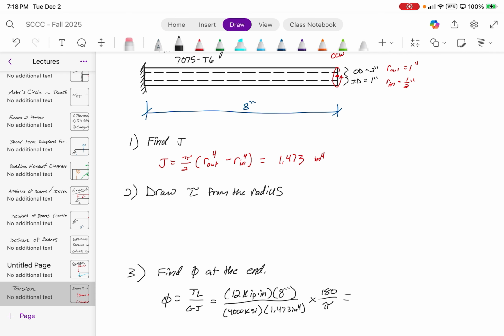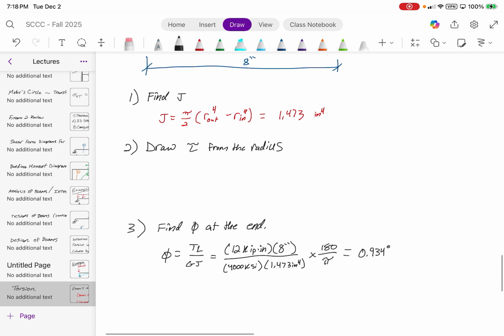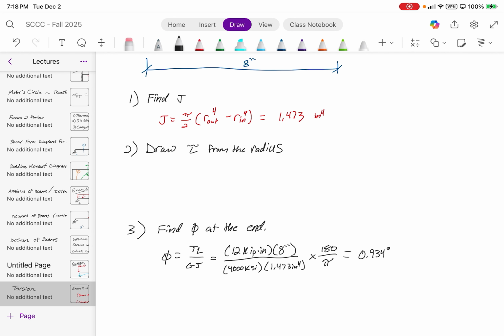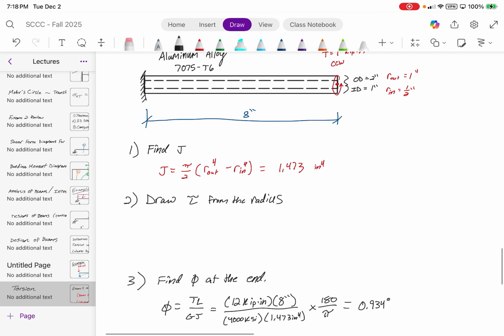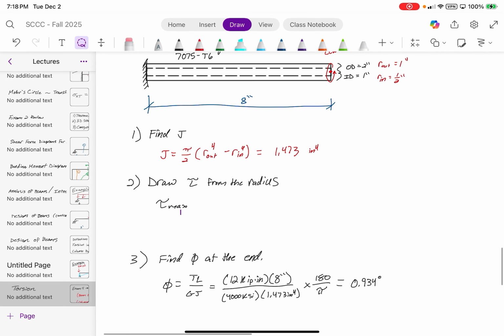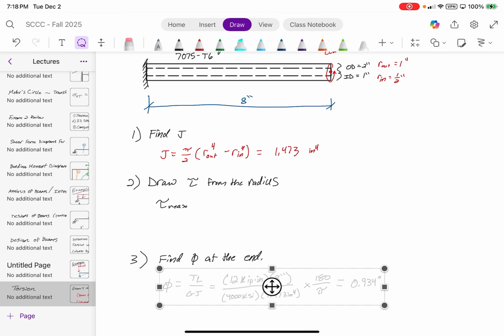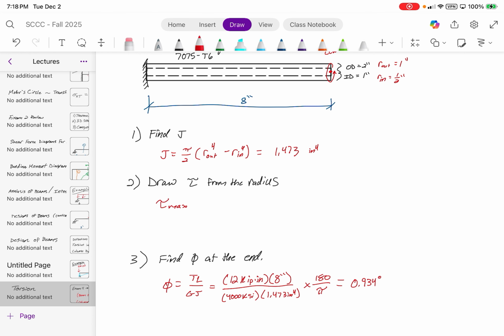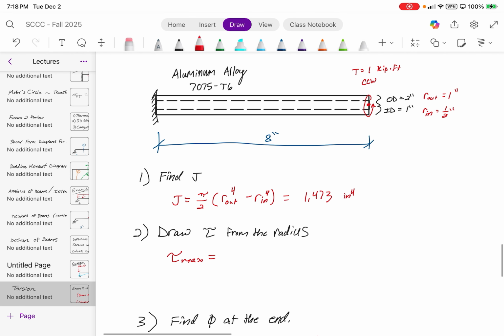And I get an angle of twist of around 0.934 degrees. Now, for tau, we could calculate the maximum stress. Tau max, let me change all of this just to be red, just so that way you guys have it as an answer. And then similarly with that, tau max, how did we calculate tau max?